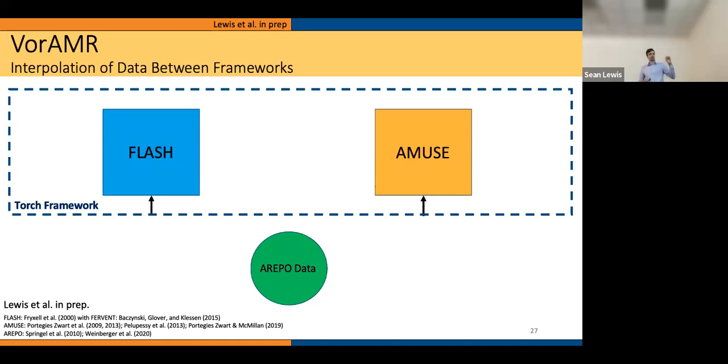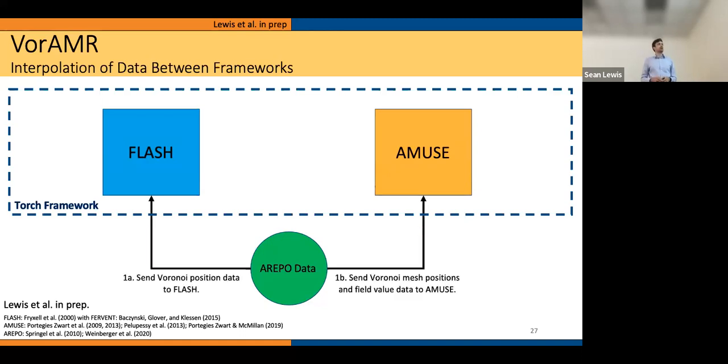And so I'm going to show a quick diagram to explain exactly how this works. If you recall, we talked about Torch before. So this is that same Torch framework. It has Flash, which handles the magnetohydrodynamics, and Muse, which handles the interface between those, and then modeling the stars and the stellar feedback. And now I have this Arepo data, so this galactic simulation, which has giant molecular clouds that I want to use as initial conditions. And I want to get this data compatible with the Torch framework.